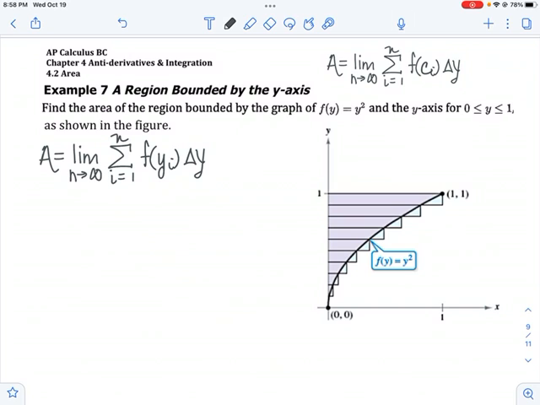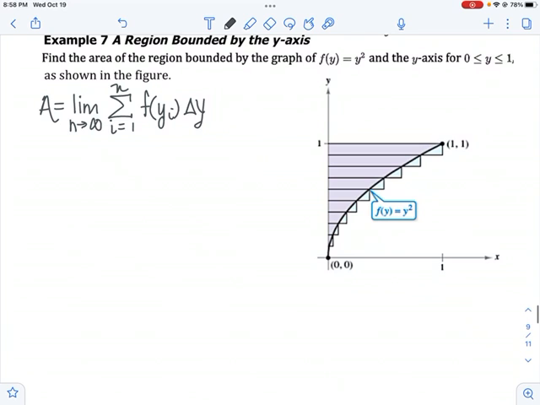Okay, we're picking up with example 7, and I'm going to run through this a little faster than some of the other ones because I think you kind of have the hang of it now. So this is where we want to find the area of the region bounded by the graph of f of y is equal to y squared, and the y-axis for the interval from 0 to 1 along the y-axis, okay?